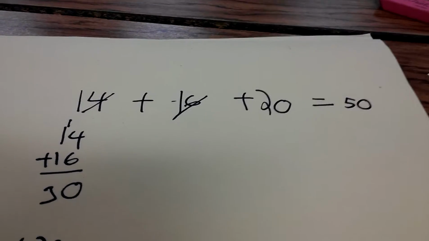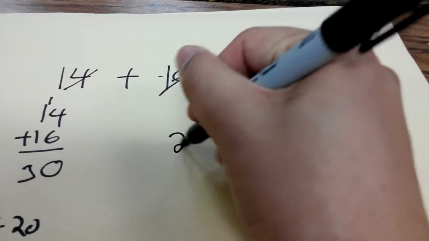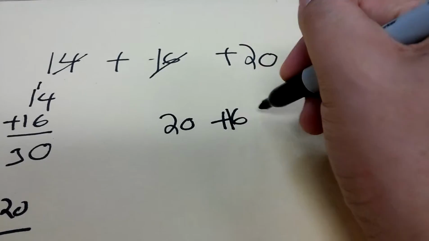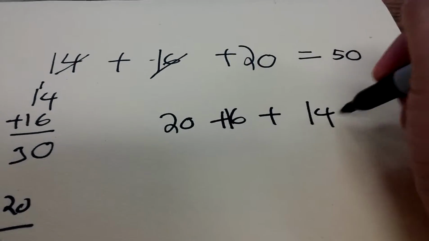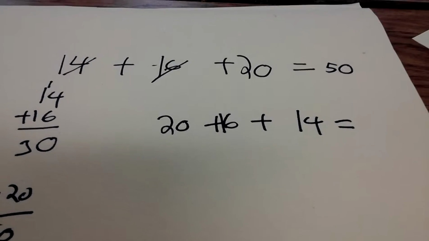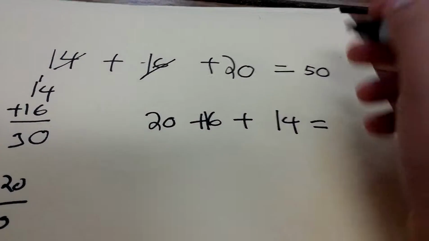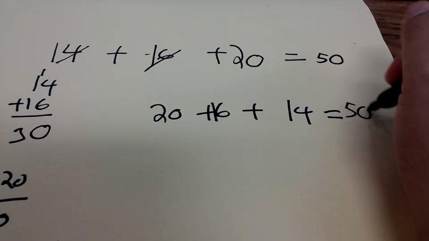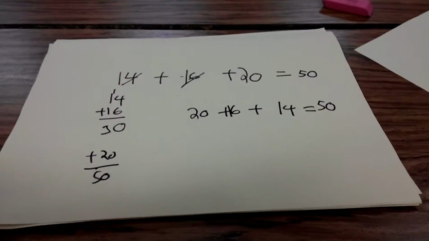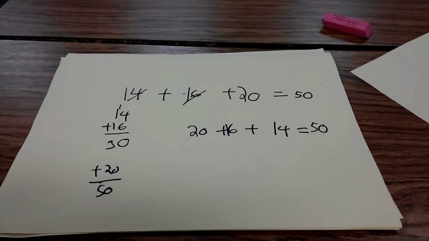All right? What if I give you this question? What if I said 20 plus 16 plus 14? What does that equal? Well, I hope you realize that 20 plus 16 plus 14 is also equal to 50. And ladies and gentlemen, this is a perfect example of what the commutative property is.